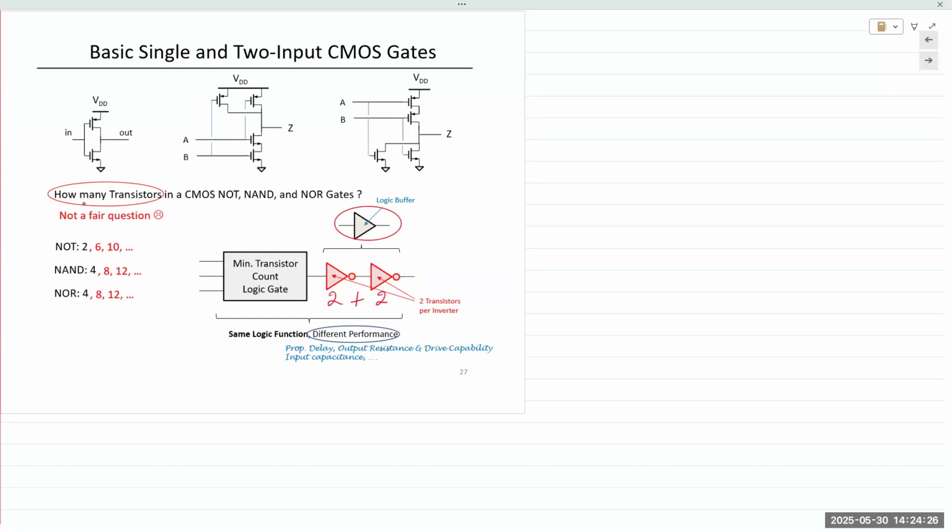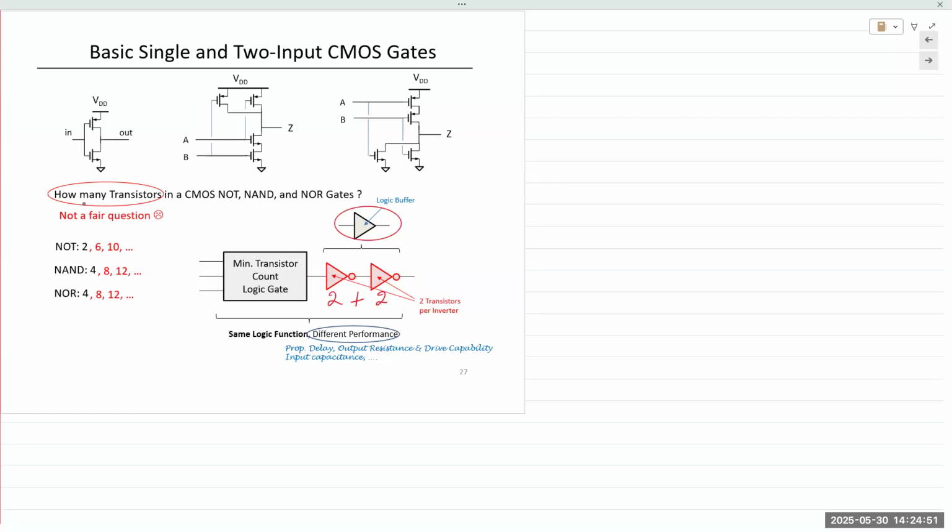So if you want to add a buffer to each of these gates, well, then you have to add 4 more transistors at a minimum. And so a 2-transistor NOT gate becomes a 6-transistor buffered NOT gate, or a 10-transistor one, depending on how many buffers we wish to connect at the output.